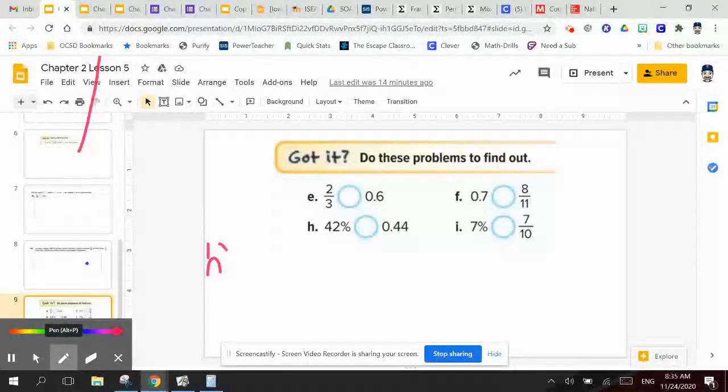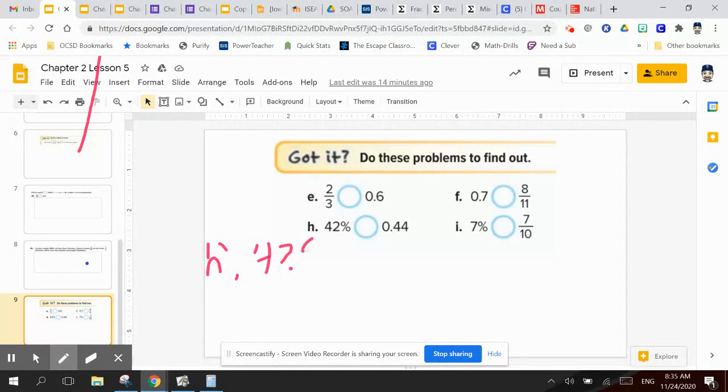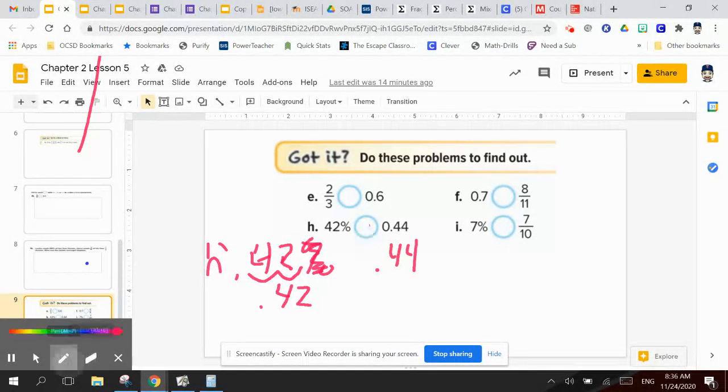On letter H, we have 42% and 0.44. We're already in our decimal over here. So here I want to change my percent to a decimal. So I take away my percent sign. I move my decimal over 2 places. So I have 0.42 and 0.44. 42 is less than 44. So again, 42% is less than 44 hundredths.